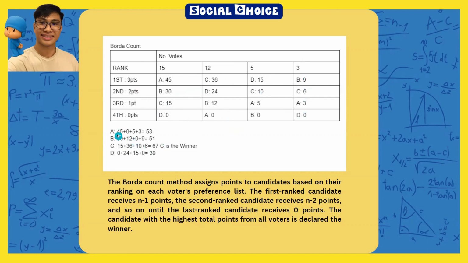Tapos i-add natin sila. So pag in-add natin yung total ni A, makuha niya 53. Add natin yung total ni B, makuha niya yung 51. Add natin yung total ni C, makuha niya yung 67. And add natin total ni D, makuha niya yung 39. So makikita natin dito, i-compare natin kung sino pinakamarami sa mga total votes nila based on the Borda count. So si C ang winner dito dahil yung nakuha niya is 67.